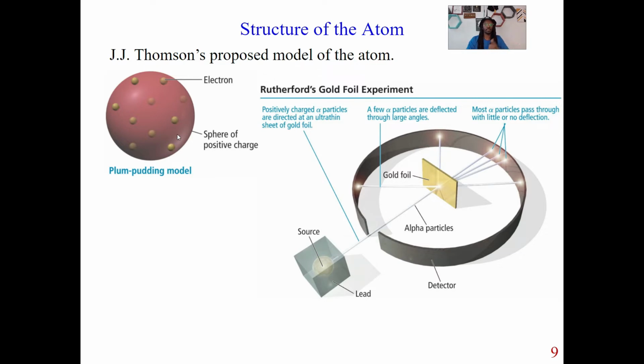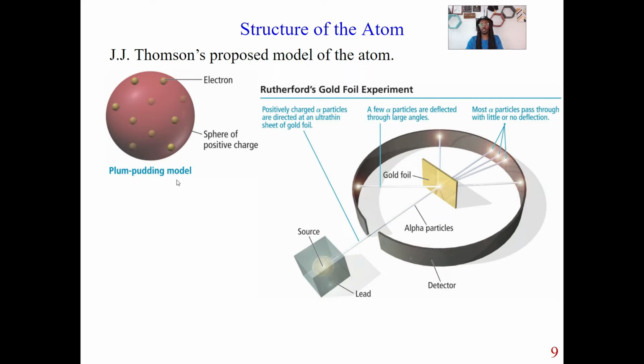This model here is what's known as the plum pudding model. In this plum pudding model, Thomson's thinking is that it's a sphere, and the sphere is positively charged. It's all positive, and in the sphere there are these little electrons all across this sphere of positive charge. And this is what the plum pudding model is.